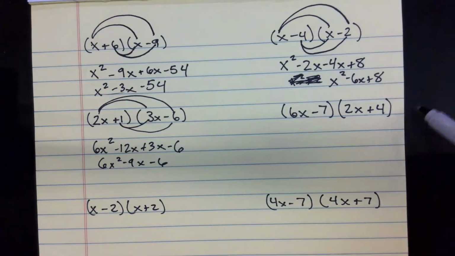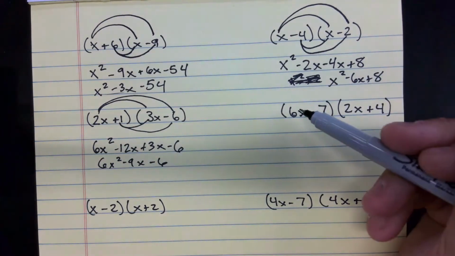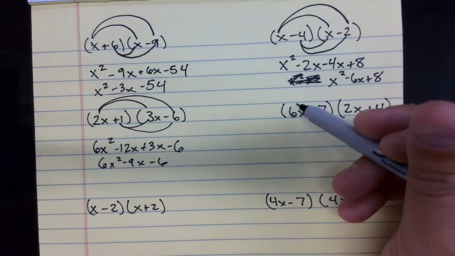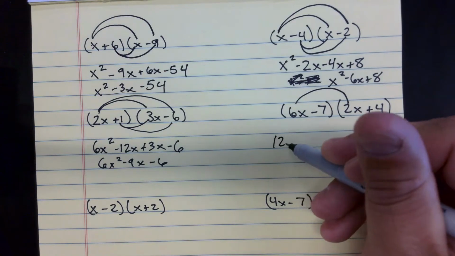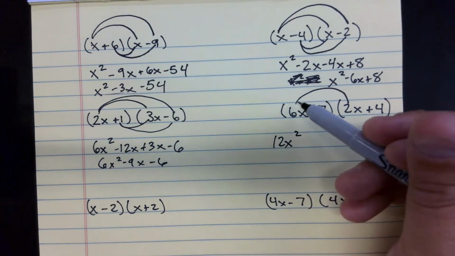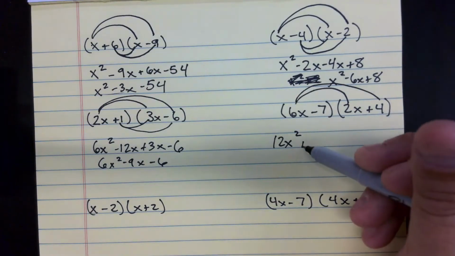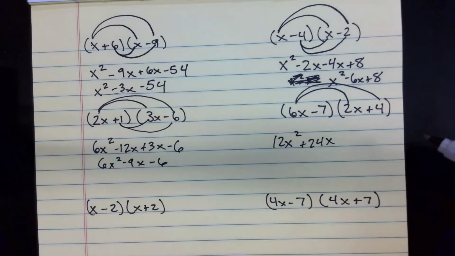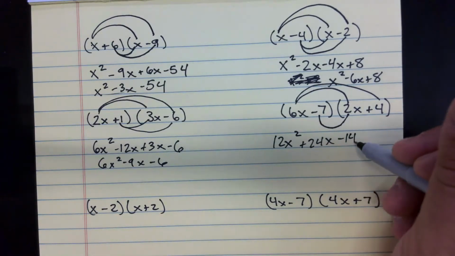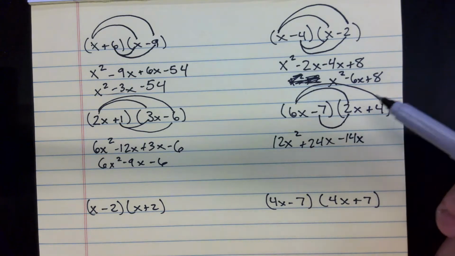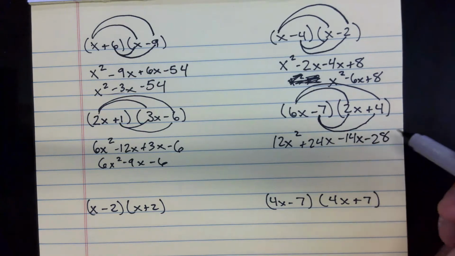Okay, we're here. So we're going to FOIL 6x minus 7 and 2x plus 4. I'm going to do this one so I can do it on camera. First thing, we do the first times the first, which is 6x times 2x, which is 12x squared. Then we're going to do the outside: 6x times 4, which is 24x. Then the inside, which is negative 7 times 2, which is negative 14x. And lastly, the last, which is negative 7 times 4, which is negative 28.